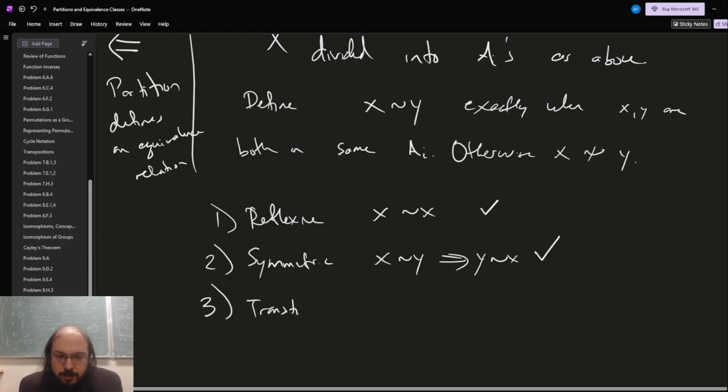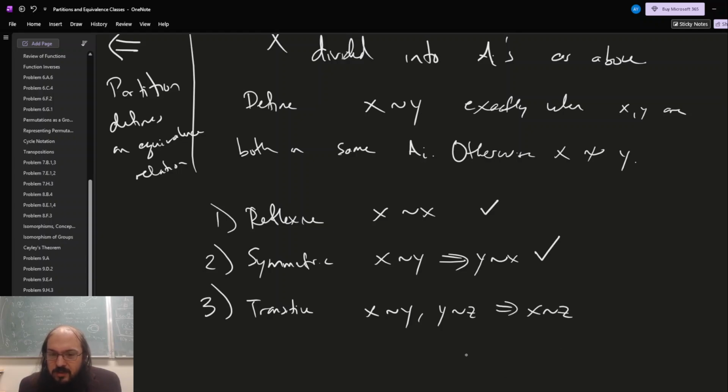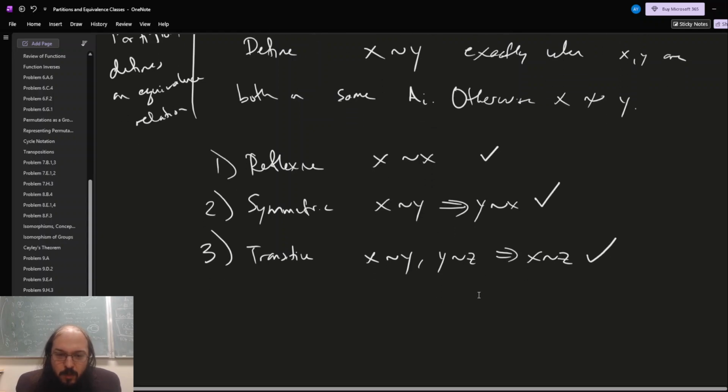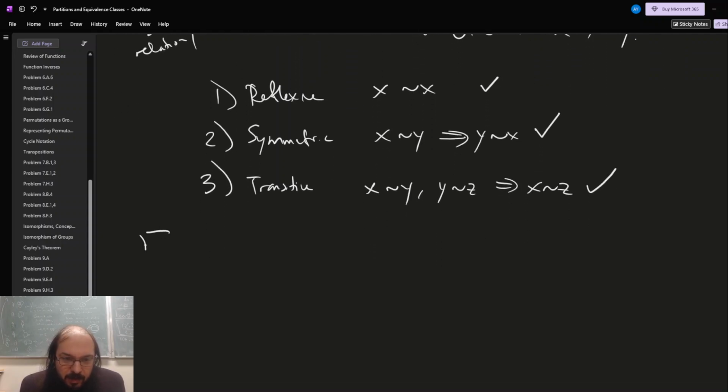Lastly is transitive, which is that if X and Y are in the same class, and Y and Z are in the same class, are X and Z in the same class? And again, this is very straightforward, right? If there's a specific A_i which houses X, and we see that Y is also in there, and then I have an A_j that Y is in, that Z is also in, well, we know that i is equal to j already, and so therefore X and Z are in the same class as well. So we've done it. Equivalence classes are the same thing as partitions.